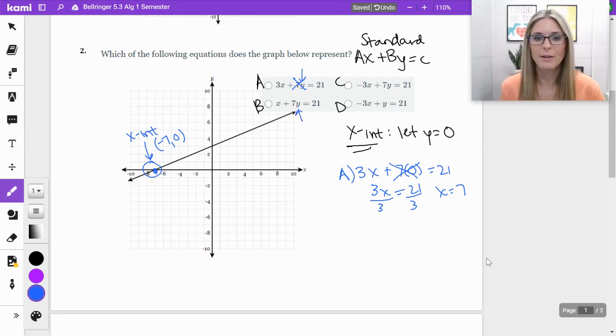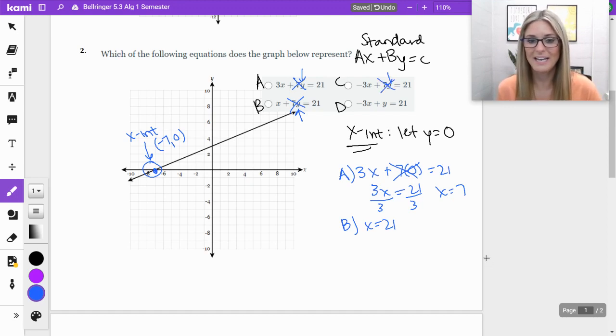Let's check out B. If I plug in 0 for y, that'll be gone. 7 times 0 is 0. And I've got, oh man, x equals 21. Ooh, a little too big. C, if I plug in 0 for y, 7 times 0 is gone. And for C, we're left with negative 3x equals 21. Divide by the negative 3 on both sides.